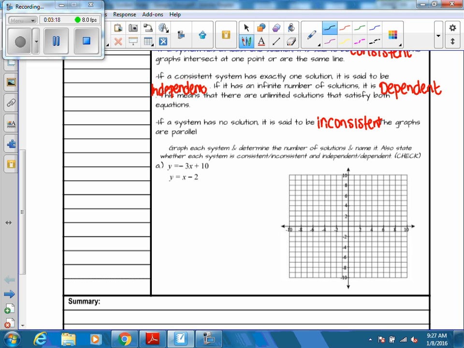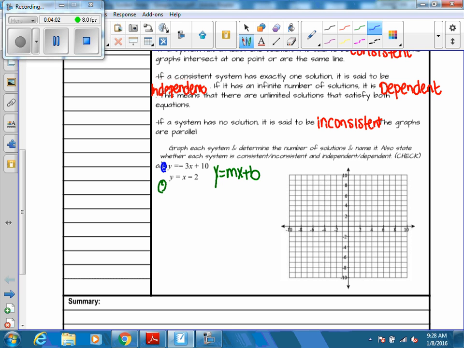It says we want to graph each system and determine the number of solutions and name it. Also state whether each system is consistent, inconsistent, or independent and dependent. So if I look at Part A, we all know how to graph things in slope-intercept form. And just as a review, slope-intercept form is y equals mx plus b. We want to make sure that before I graph, my equations are in slope-intercept form, and if I look at both of my equations, they are. So I'm going to label my equations: this is going to be equation 1, and this is going to be equation 2.